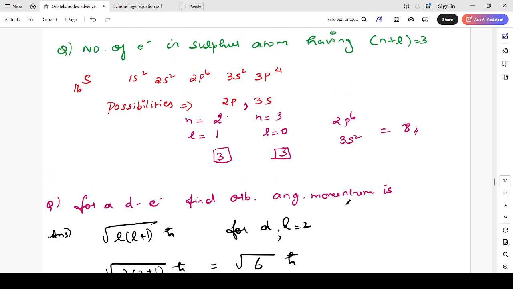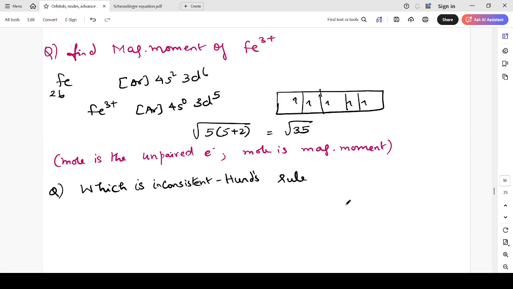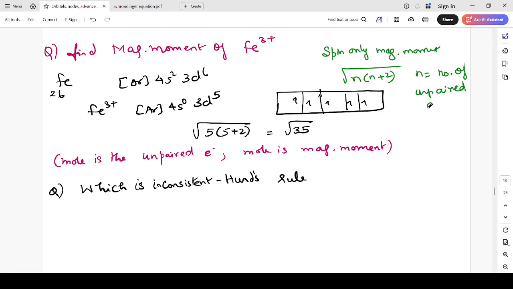We are learning about the spin magnetic moment here. In other words, we call it the spin only magnetic moment. It is given by the formula square root of n into n plus 2, where n stands for the number of unpaired electrons in that element. So they are asking you to calculate the spin only magnetic moment of Fe3+. Iron has atomic number 26. Which block element is it?